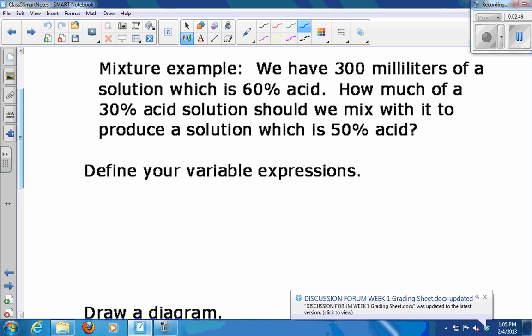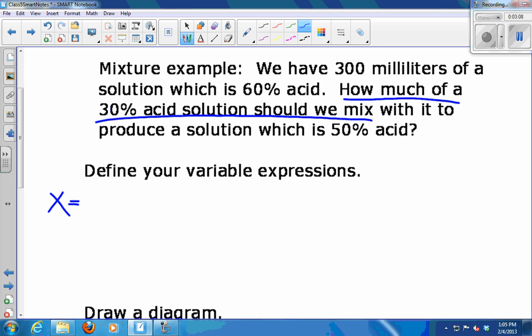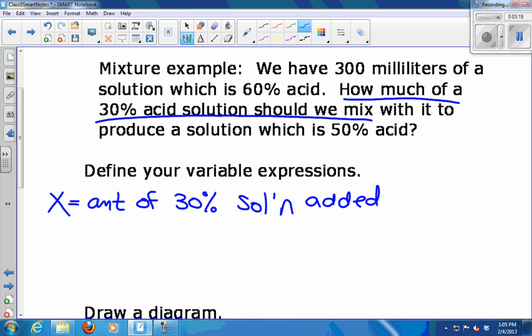So the first thing is define your variables. The way I always define my variables is to locate the question and let X be the answer to the question. Okay, so they said, how much of a 30% solution should we add? So we're going to let X be the amount of 30% solution added. So you identify the question and let the answer to that question be your variable. Then when you're done solving your equation and you end up with X equals, that's the answer to your question.